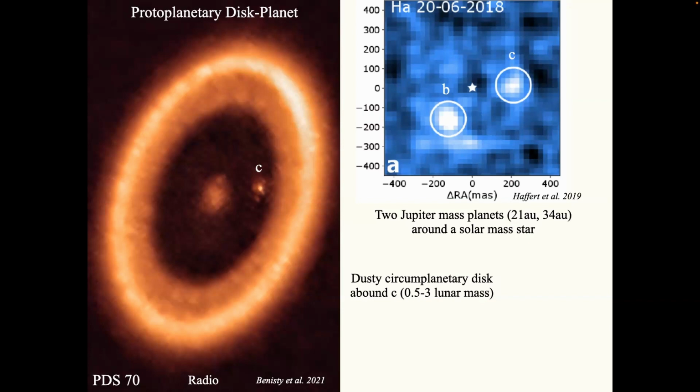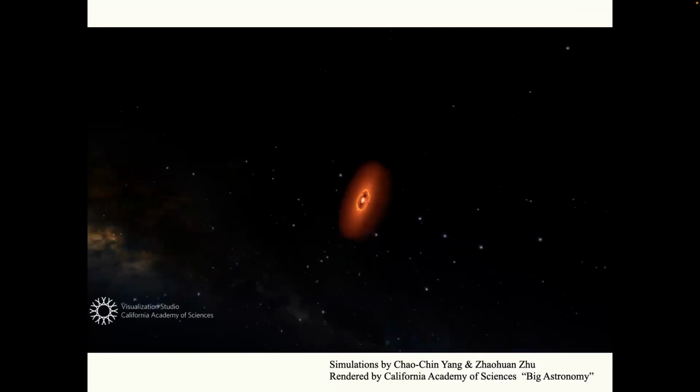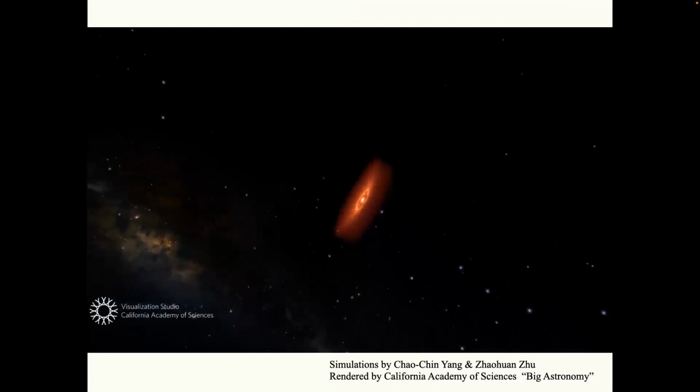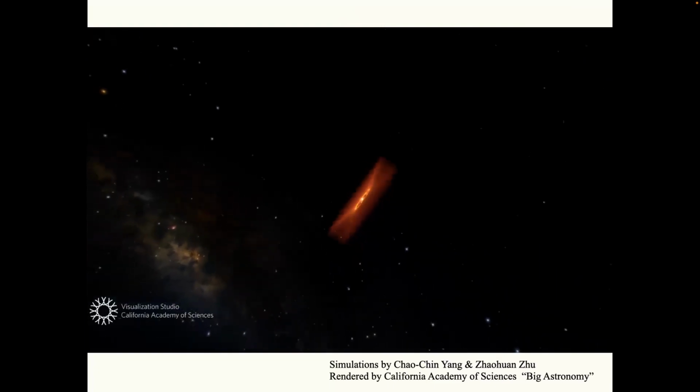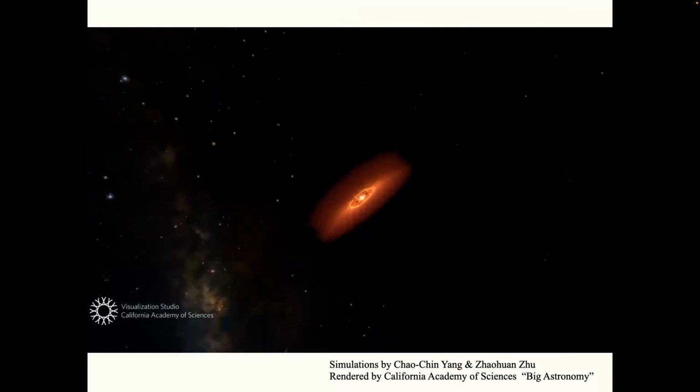Okay, so now we have a bigger scale where we're looking at the size of a solar system. If we go even bigger in scale, for example, oh no, before I show that, let me show a rendering of a simulation we did for that PDS 70 system. This rendering is made by the California Academy of Sciences. Basically, every snapshot in this movie is made from the numerical simulation we did for this particular system.